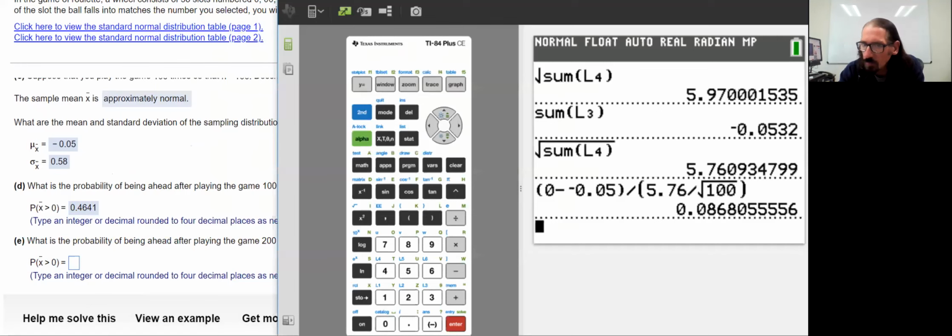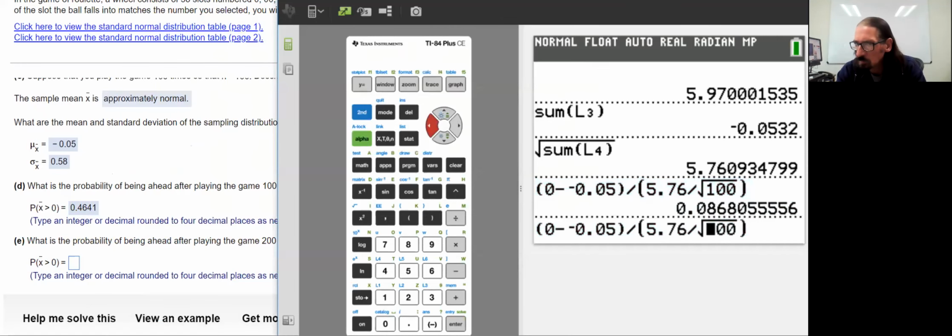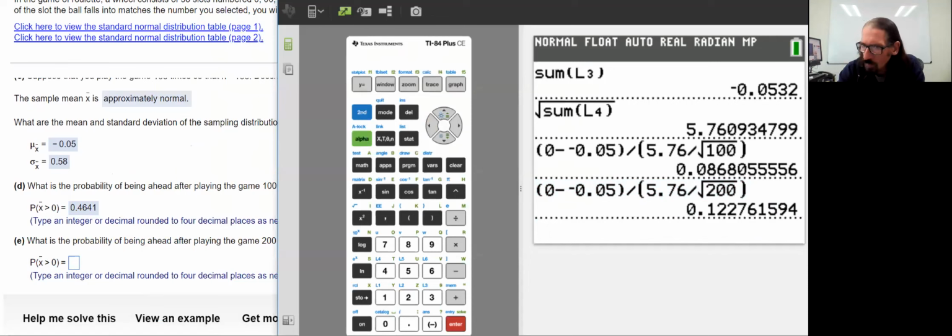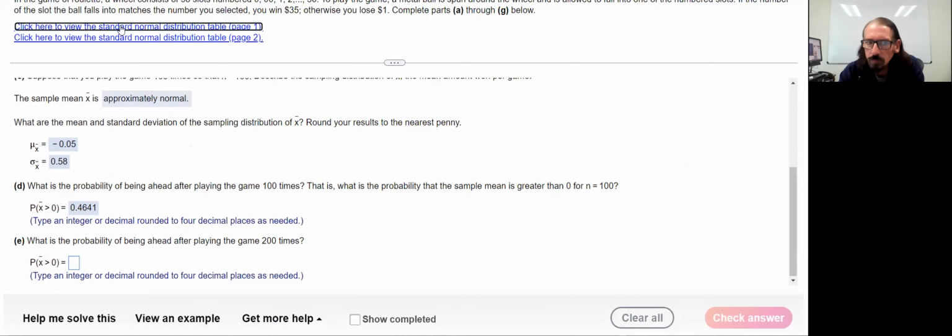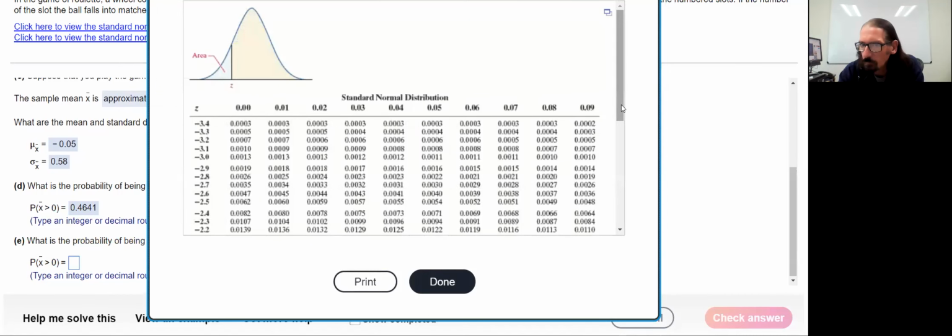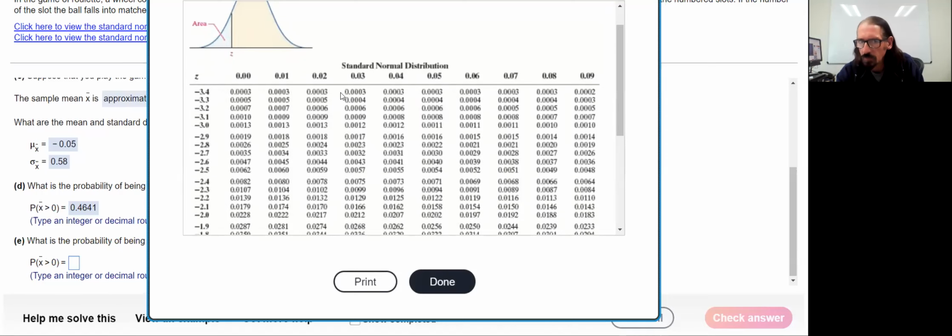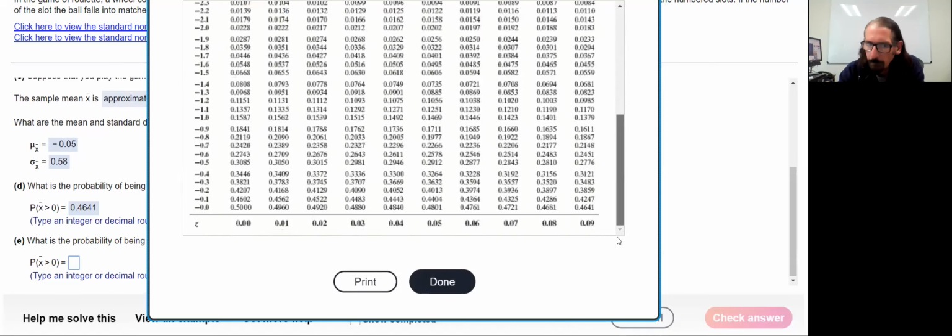If you do this 200 times, now I'll be looking up again. We have probability x bar is greater than 0. So the probability z is greater than 0.12. That probability would equal the probability z is less than negative 0.12. So that's going to be in the third column. Negative 0.12, getting 0.4522.